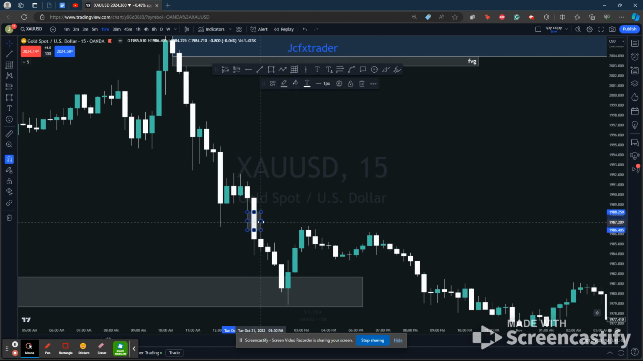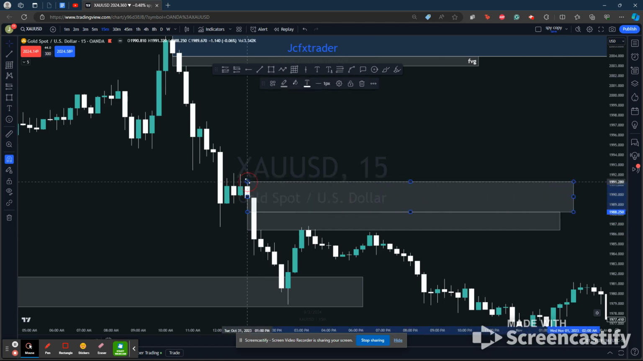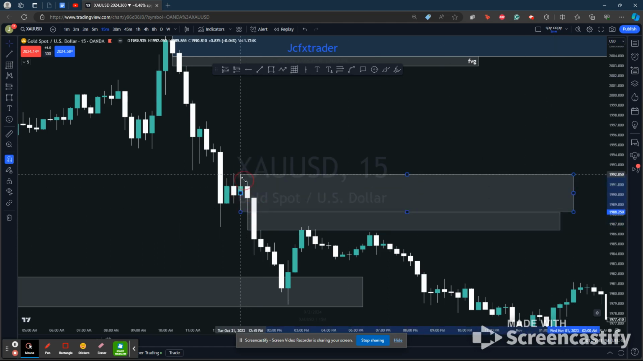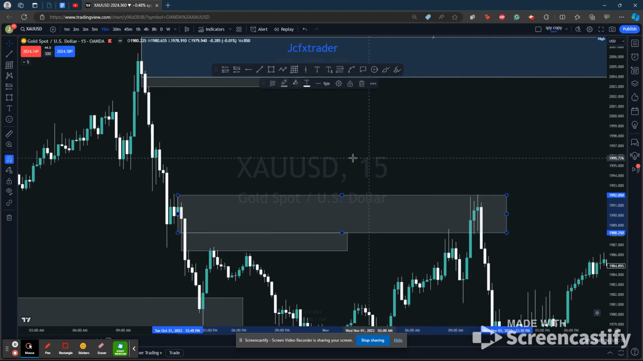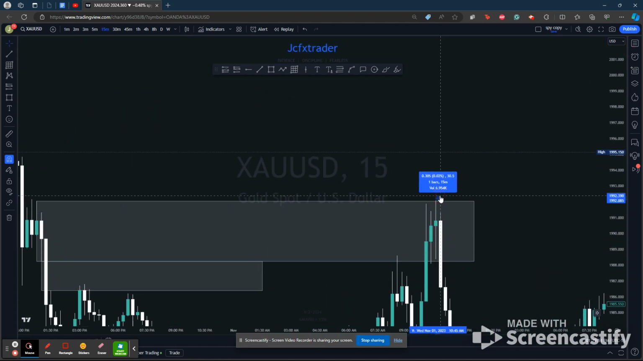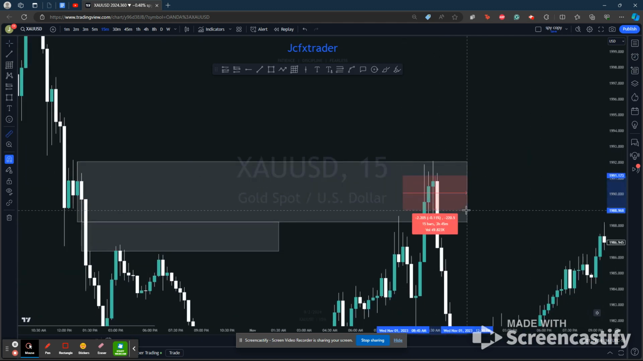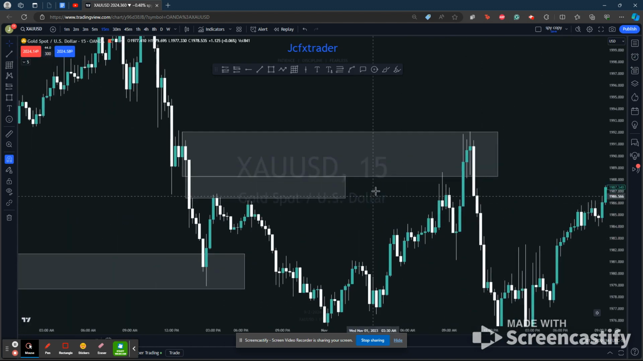Okay, we see that we have a fair value gap, right? And we see that we have an order block connected to it from the candle that made the fair value gap and the internal buy side liquidity. And we can see that although this wick came past it, the candle still closed inside, making this valid, right? So how would we enter off of it?